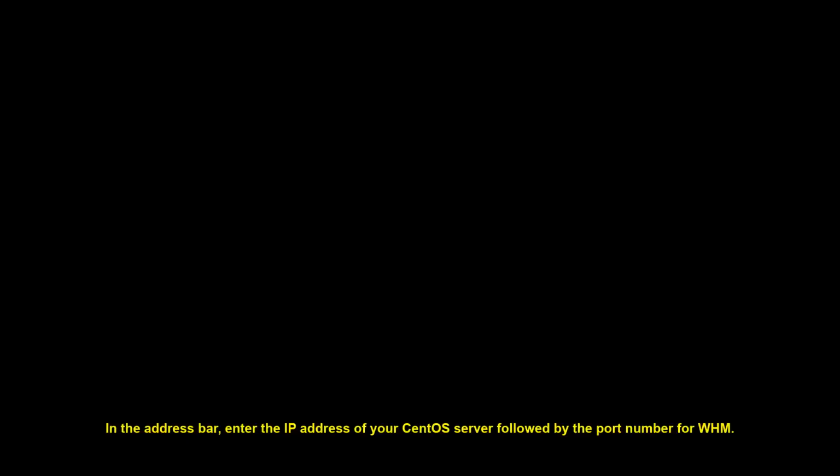In the address bar, enter the IP address of your CentOS server followed by the port number for WHM. The standard port for WHM is 2087. It should look like this: https://your-server-IP:2087. Press the Enter key to navigate to the WHM login page.